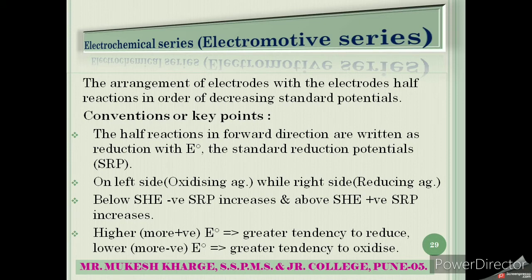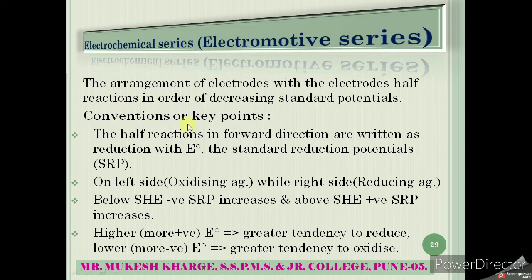Then the next one is the electrochemical series, also known as the electromotive series, or shortly denoted as the EMF series. So what is the EMF series? The arrangement of electrodes with electrode half reactions in order of decreasing standard potential. That series is called the EMF series or electrochemical series.